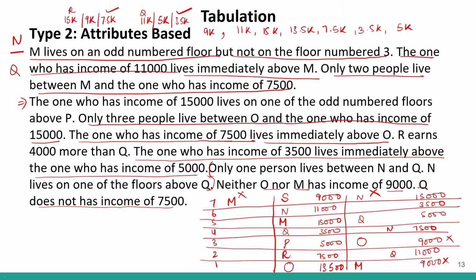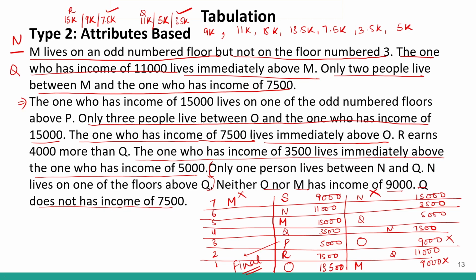So based on the data, this will be my final arrangement. S earns 9,000, lives on 7th floor. N earns 11,000, lives on 6th floor. M earns 15,000, lives on 5th floor. Q earns 3,500, lives on 4th floor. P earns 5,000, lives on 3rd floor. R earns 7,500, lives on 2nd floor, and O earns 13,500 and lives on 1st floor. So this will be my final arrangement.